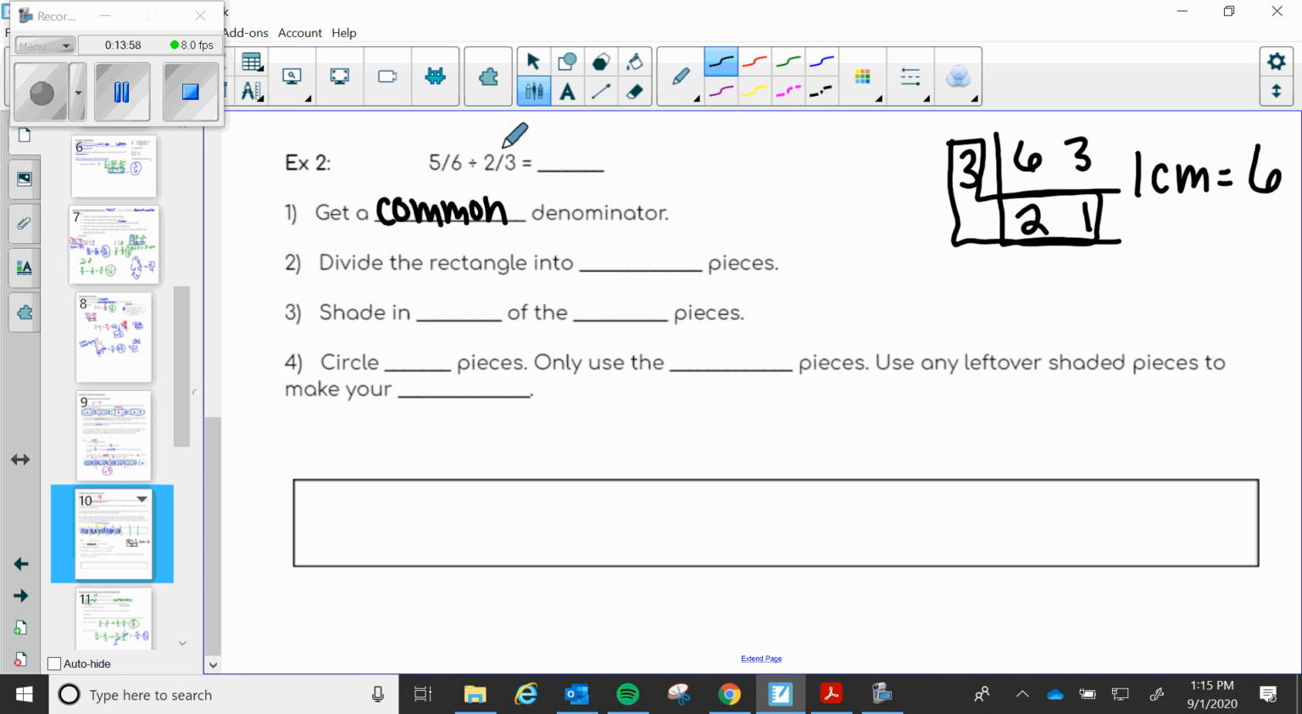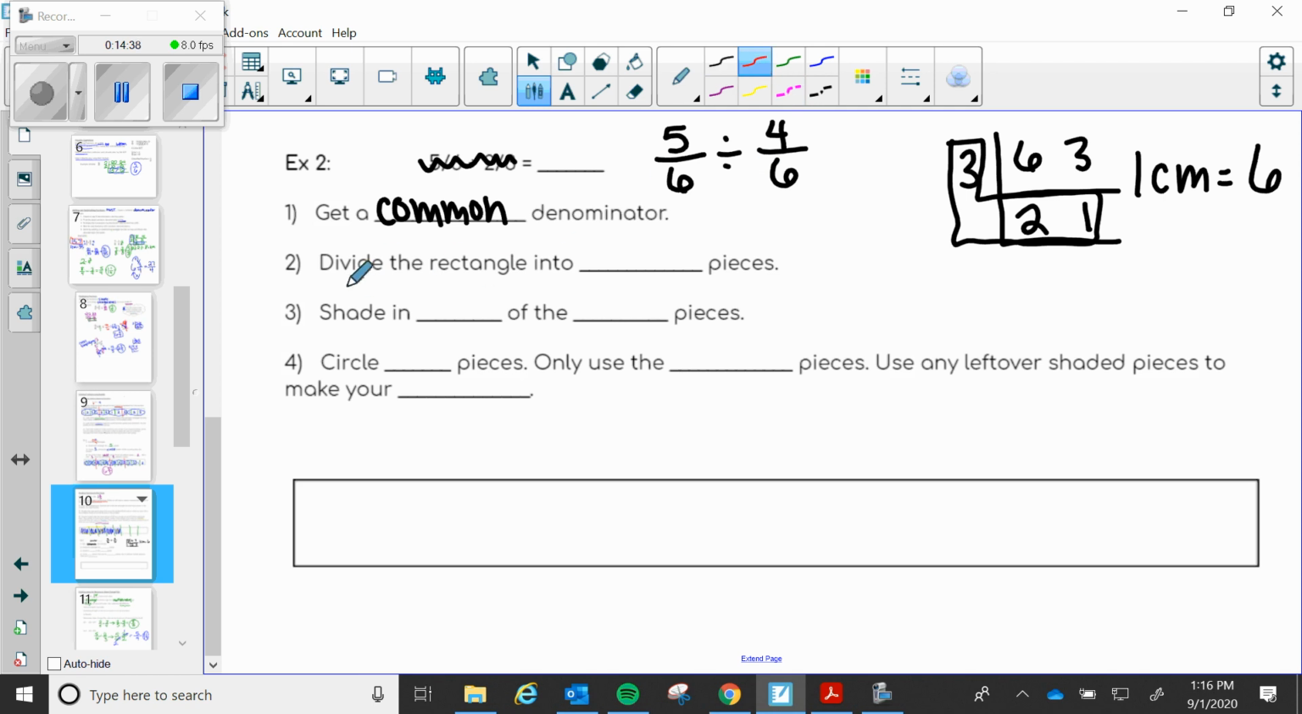So now I have to rewrite my fraction problem with my common denominator. Because my first fraction already has a 6 as the denominator, I don't have to change it. But my second fraction does not. So to get from 3 to 6, I had to multiply by 2. So that's what I have to do to my numerator as well. So 2 times 2 is 4. So this is my new problem that we're going to be looking at. You can ignore this because you have to have common denominators, and if not, you can't solve the problem. So now this is what we're looking at.